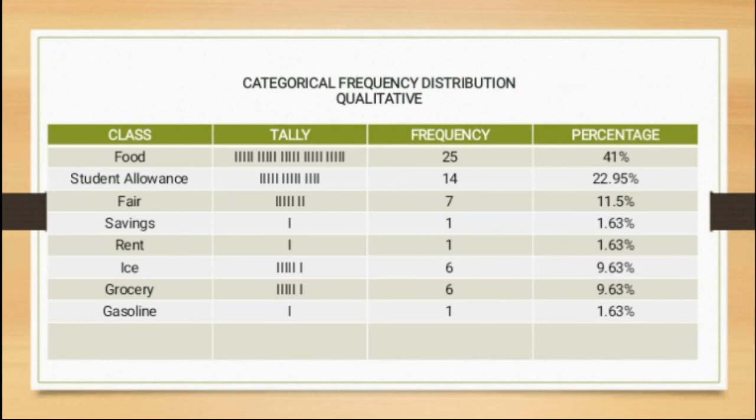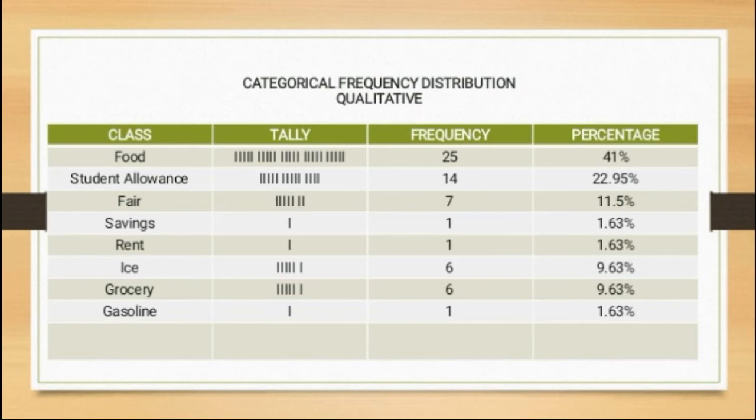For the frequency, just convert the tally into a number. For the percentage, divide the frequency by the total number and multiply by 100. The food has a 25, the fare has a 14, the savings has a 1, the rent has a 1, the ice has a 1, the grocery has a 6, and the gasoline has a 1.